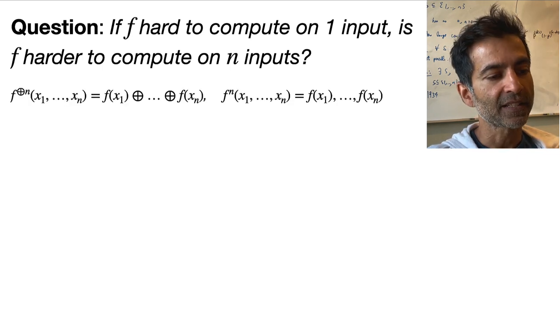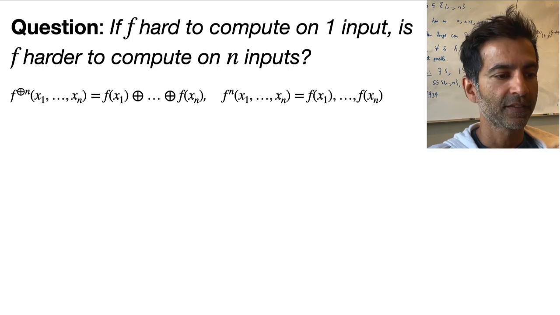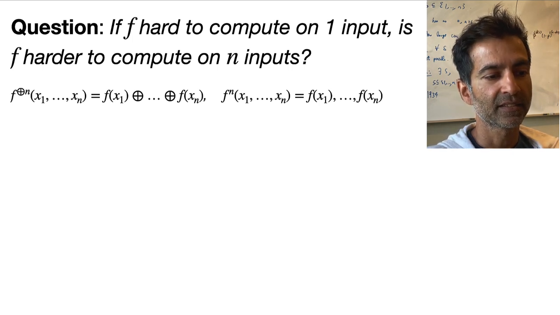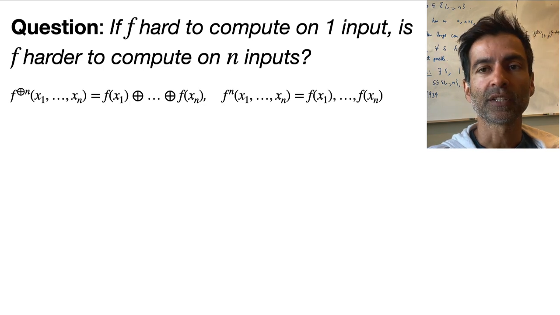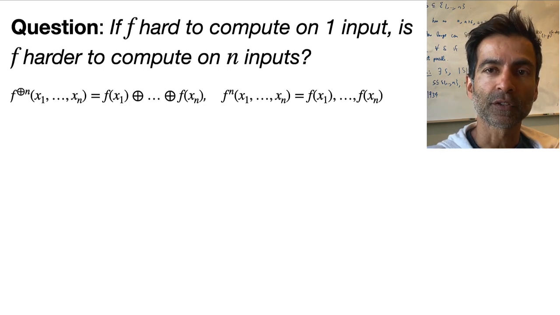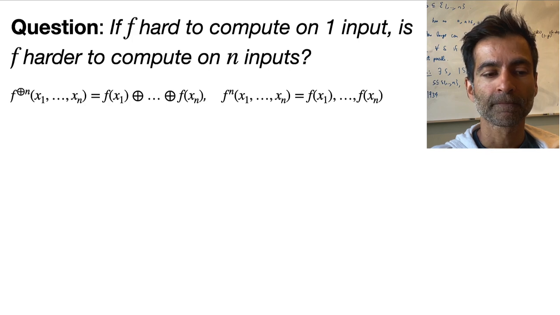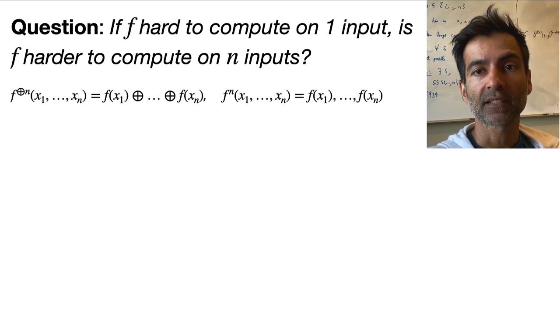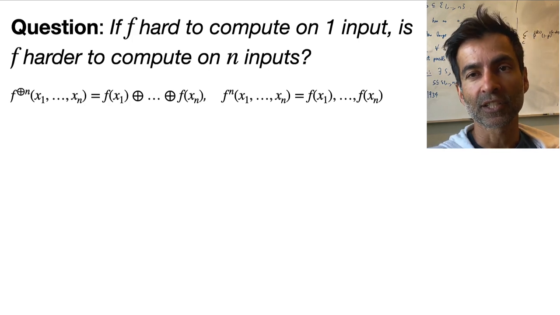Given a function f, let's write f plus n to denote the n-fold XOR of f. That's a function you get by evaluating f on each of its inputs and then taking the XOR of all of the outputs. And let's write f^n to denote the concatenation of the outputs.